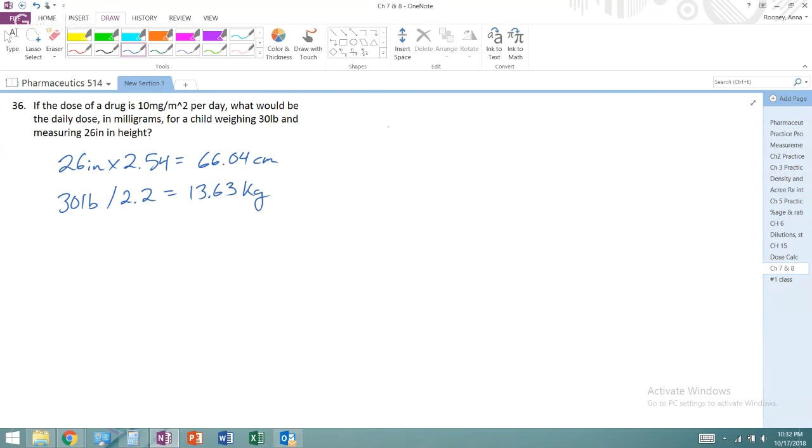Okay, so we're going to do the first one where it's height times weight over 3,600, and then you take the square root. So 66.04 times 13.63 over 3,600, and you take the square root.